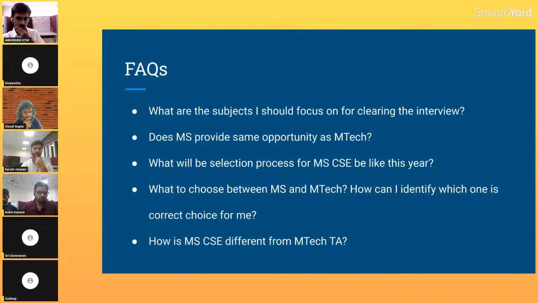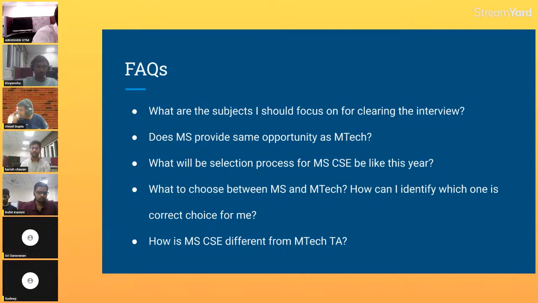Okay, so the question was, does MS provide the same opportunities as M.Tech? The answer for this is, irrespective of a student's goal, like some students want to do research and have some academic goals, MS provides most of the good opportunities compared to M.Tech for those students who focus on academics and research careers. But the opportunities M.Tech gets for internships and placements are also available for MS.